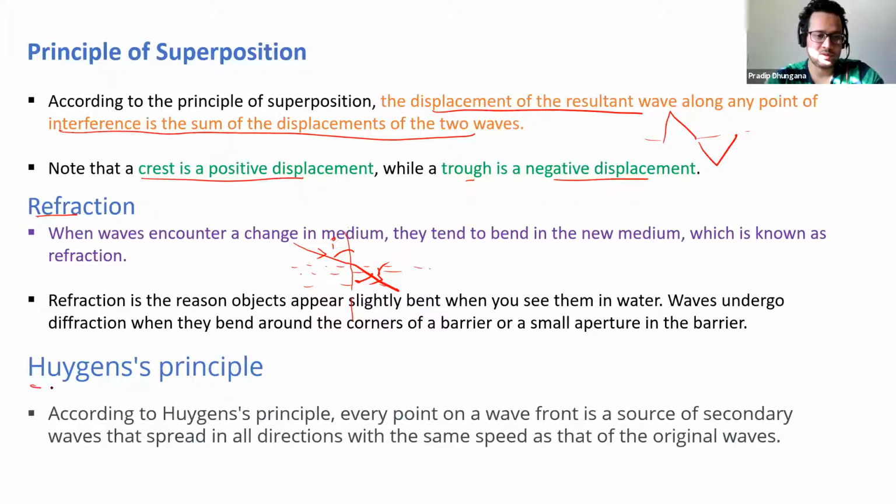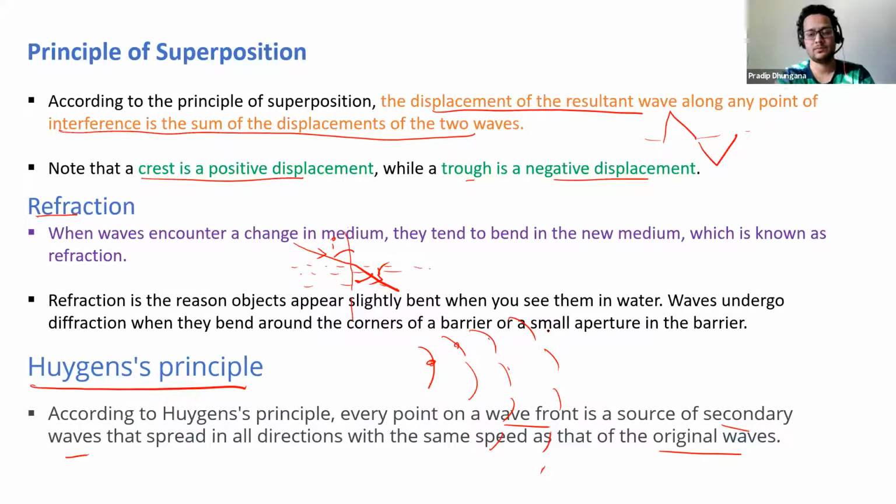Now let's go to Huygens' principle. According to Huygens' principle, every point on a wave front is a source of secondary waves that spread in all directions with the same speed as that of the original wave. So we have a wave front like that, and it might produce 2, 3, 4. It keeps going like that. This wave front is the source of this wave front, and this is the source of those two. This is the source of other 4, like that. It keeps going in that way.